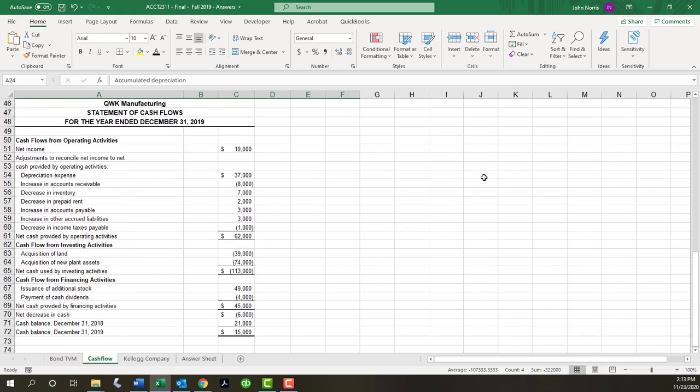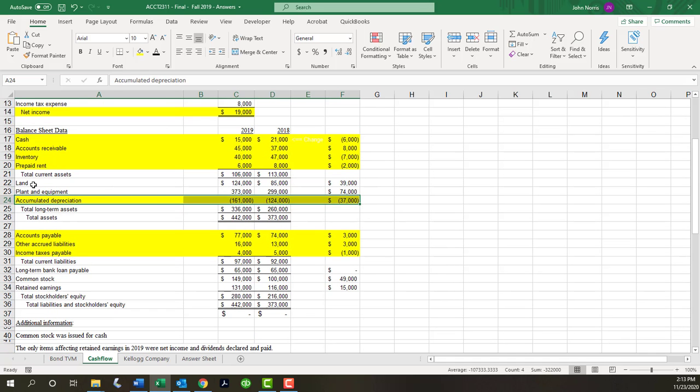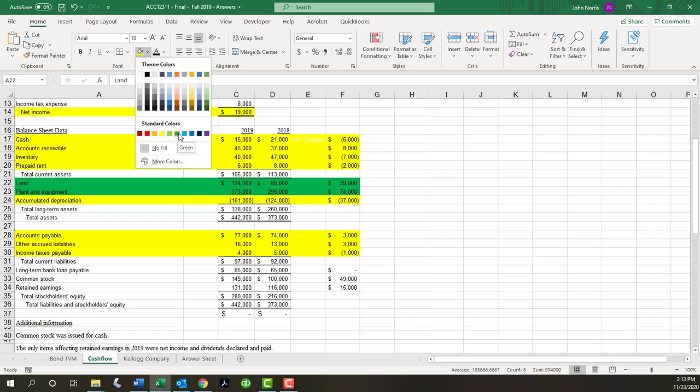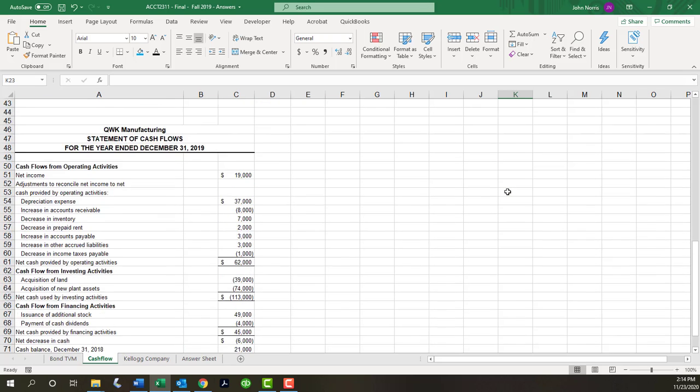So investing activities is any changes in the rest of the asset side of the balance sheet. So that is the land went up, we'll just make that blue, $39,000 increase in land, and plant and equipment went up $74,000. There were no disposals, so those are purchases.